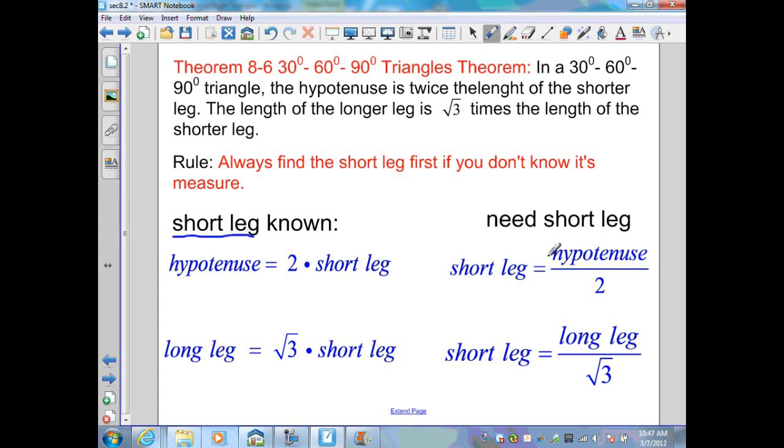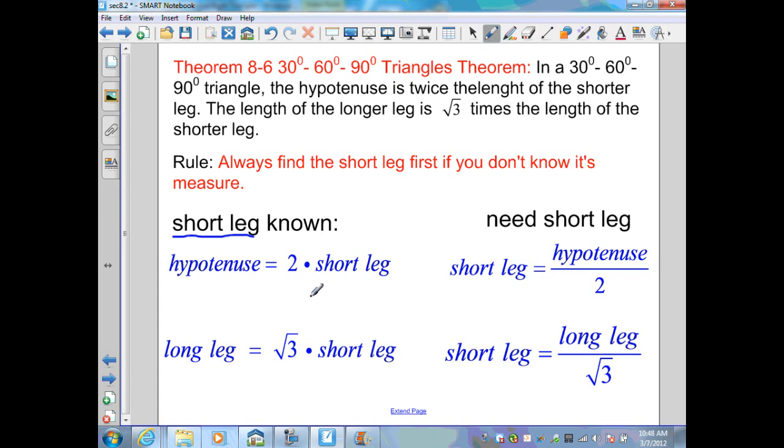If I'm given the hypotenuse, I take the hypotenuse divided by 2 to get the short leg. Then I can go back to one of these formulas to determine the long leg, which would be the short leg times the square root of 3. If I'm given the long leg, I take the long leg divided by the square root of 3 to get the short leg. Then I go back to this formula to determine the hypotenuse, which is the short leg times the square root of 2.